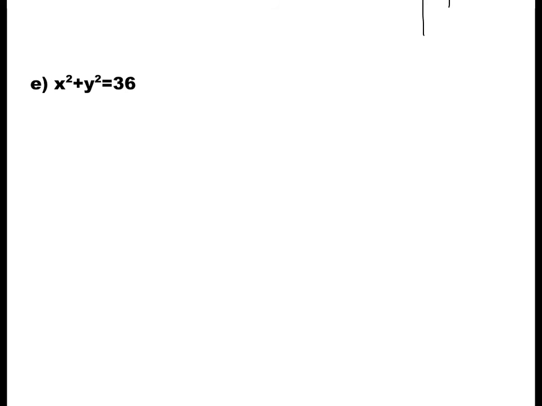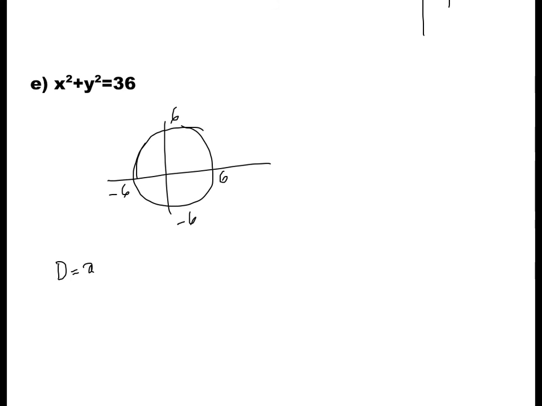In the next example, we have a relationship x squared plus y squared is equal to 36. If you remember, this represents a circle of radius square root of 36, which is 6. So we get a circle which looks like this one. This is 6, this is negative 6, this is 6, this is negative 6. You can see that x goes from negative 6 to 6 and y goes from negative 6 to 6. So our domain is x in R and x less than or equal to 6 and greater than or equal to negative 6, and our range is y in R and y again between 6 and negative 6.